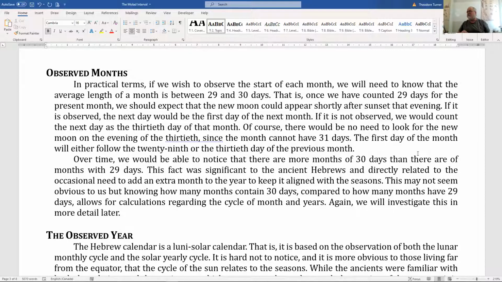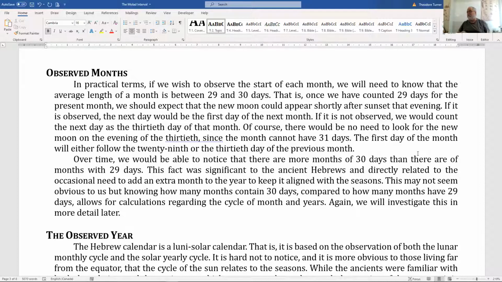So, once you've counted 29 days for the month, you would expect the new moon could appear shortly after sunset that evening. So on the 29th, you look out in the evening, the sun's going to set, and you would expect that you'll see the new moon, because it's at the end of the month. Now, if you don't see it, you know that it would show up the next day after that. So you don't actually have to go out on the 30th and observe the moon, because there can't be 31 days. So it's only on the 29th that you need to go out.